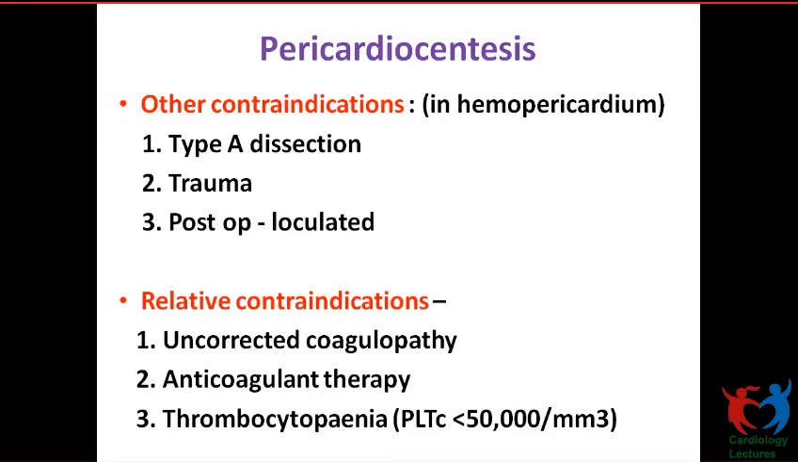These are all hemopericardium. So it's better to open the pericardium and remove the clot wherever the rupture is. Okay. There are other relative contraindications like uncorrected coagulopathy, or a patient on anticoagulation therapy with raised INR, or thrombocytopenia.